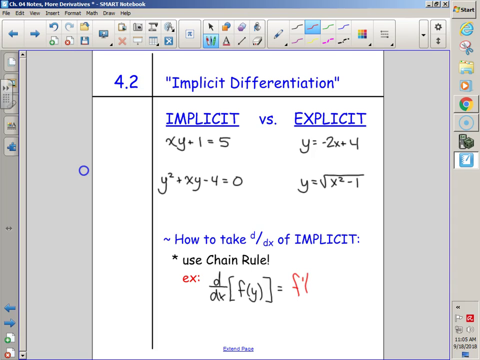F prime of y times y prime, which is what we write as dy dx. So we have to remember the dy dx. Long story short, because you're taking the derivative with respect to a variable other than what you're facing. Okay, that's more familiar, right?